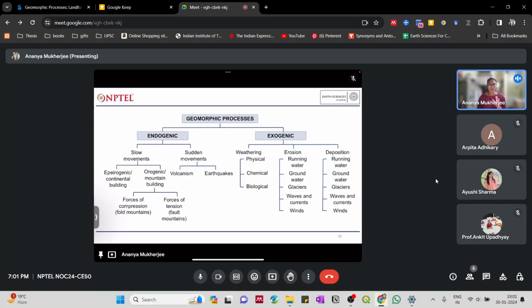Now, mountain building can happen in two ways. You have compression, where I had explained how the Himalayas formed. Actually, the Himalayas are due to compression. So you have folding of the mountains, and you have fold mountains. That is, the Himalaya can be classified as fold mountains.